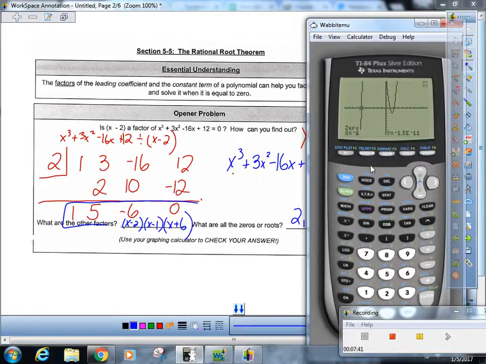If I did it again, second trace, I want to find some zeros. Get it over to this side. Here it comes. There it is. Hit enter. Hit enter. Take a guess. There's the 1.